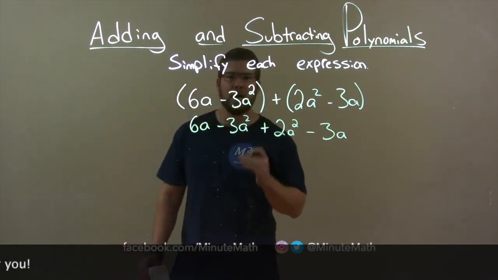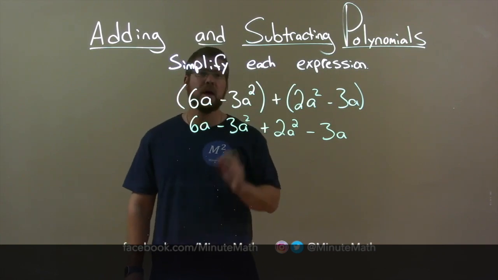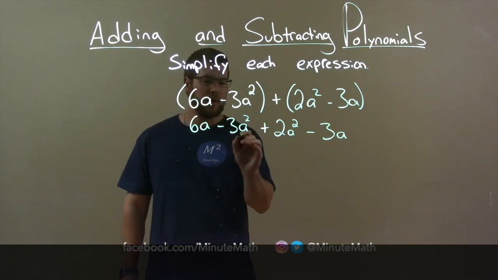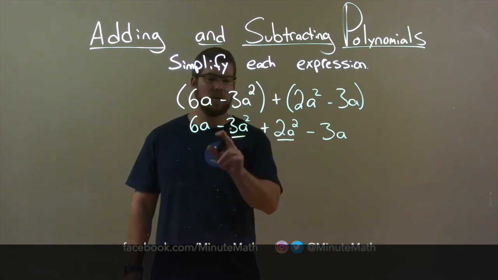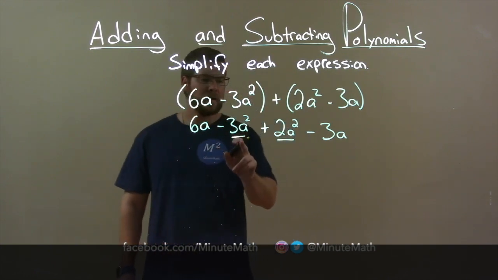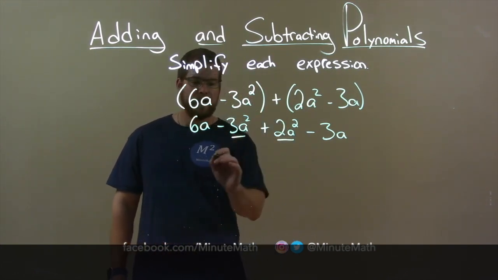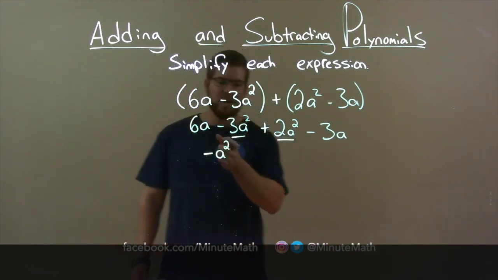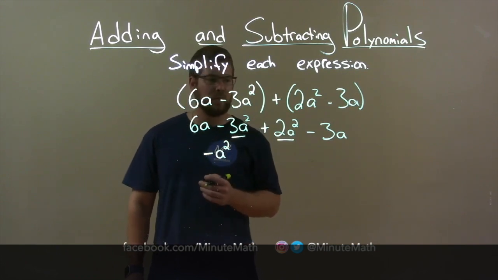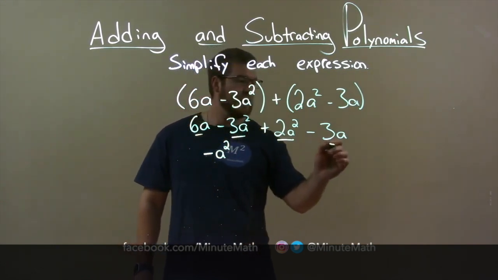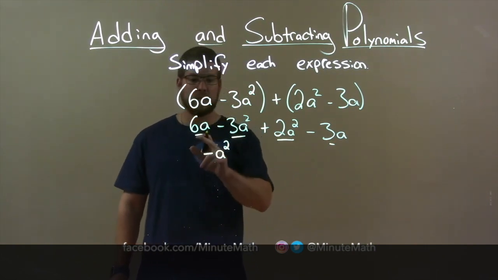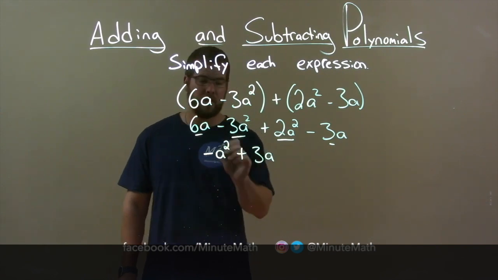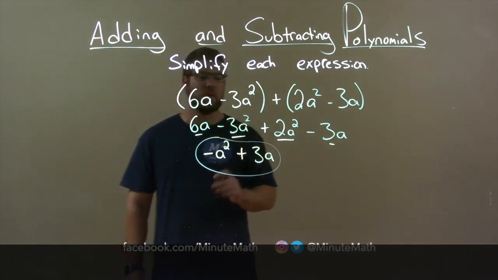So now we want to combine our like terms, highest degree first. So we have an a squared, and I see that as my highest degree. A minus 3a squared plus a 2a squared is a minus 1a squared. And remember, we don't need to always write the 1 out in front. We just know it's going to be there. So it's just minus a squared. Now we have a 6a and a minus 3a. So 6a minus 3a is a positive 3a. And there we have it. Our final answer, negative a squared plus 3a.